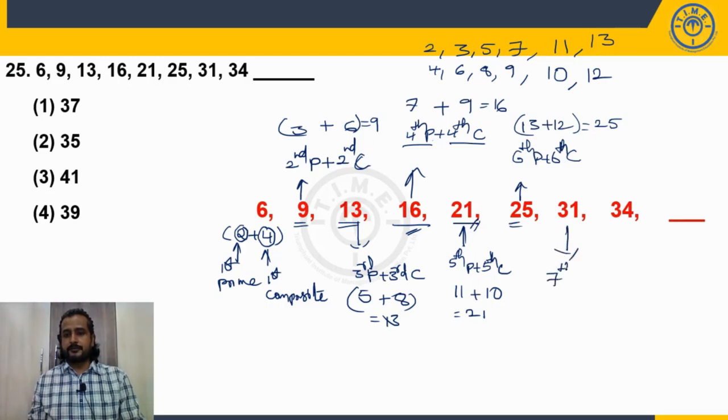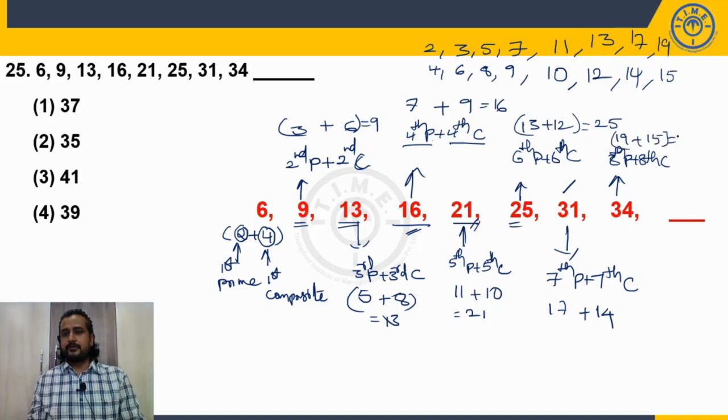So what should be next? Seventh prime plus seventh composite. What is the seventh prime number? After 13, 17 is a prime. What is the composite after 12? 14. So 17 plus 14 is 31. Now what should be next? Eighth prime plus eighth composite. After 17, the prime is 19. After 14, the composite is 15. So 19 plus 15 is 34, perfectly matching.